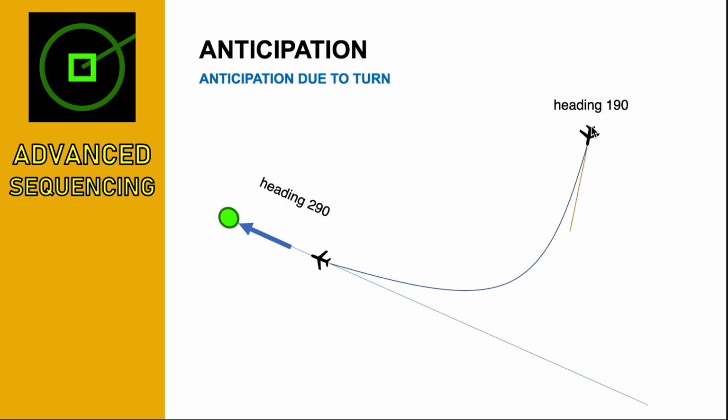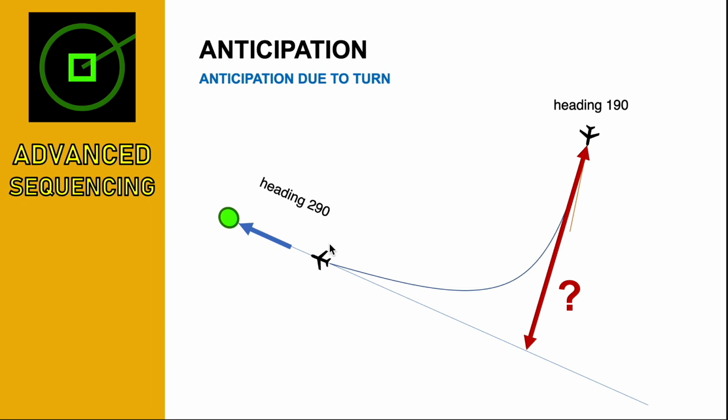So, for example, you have the situation where the traffic is heading 190 and you want the traffic to follow this path specifically in this radius, in this heading. So you say that you're going to change the direction by 100 degrees. So what is the anticipation distance to this radius? Like how many miles do you need to anticipate the turn in order to have this plane specifically here?